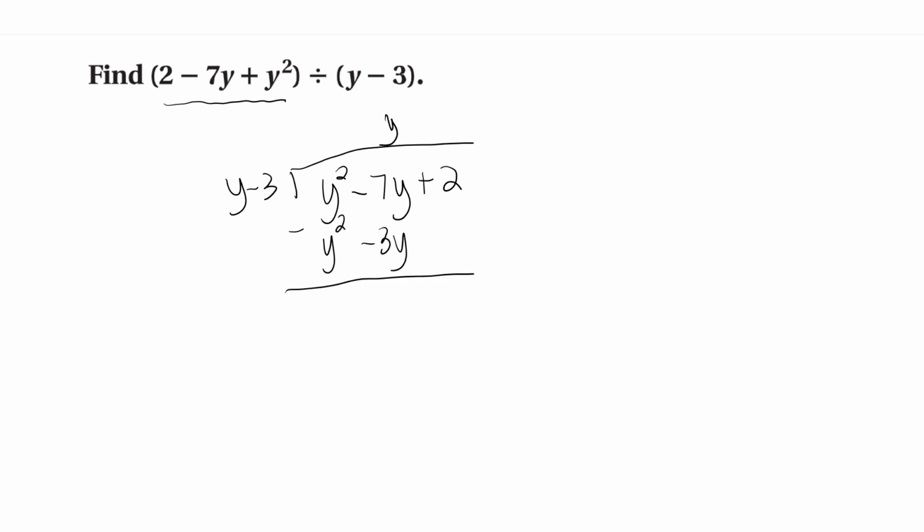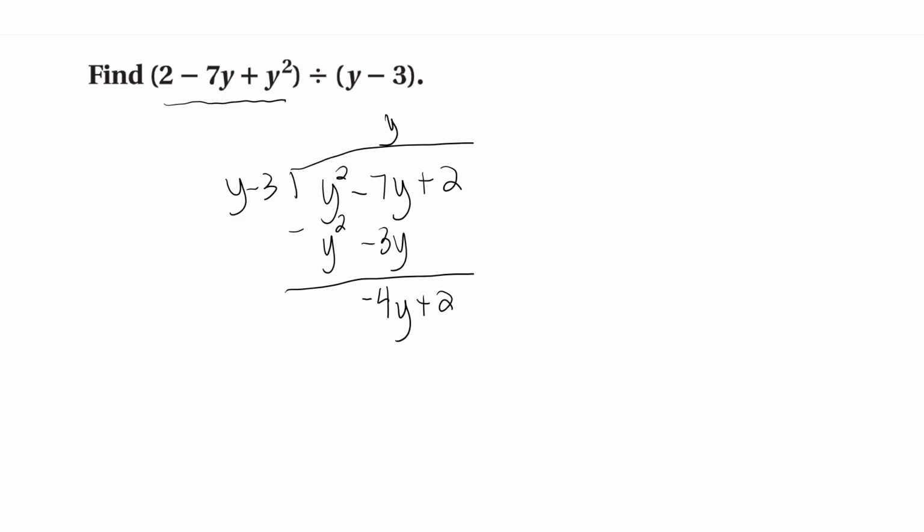Remember, we're subtracting here, so this gets a little bit tricky. It's negative 7 minus negative 3y, so that's like plus 3y. So we end up with a negative 4y here. We just want to be really careful with our signs. That can get tricky. And y squared minus y squared is going to cancel out. We're going to bring down our plus 2.